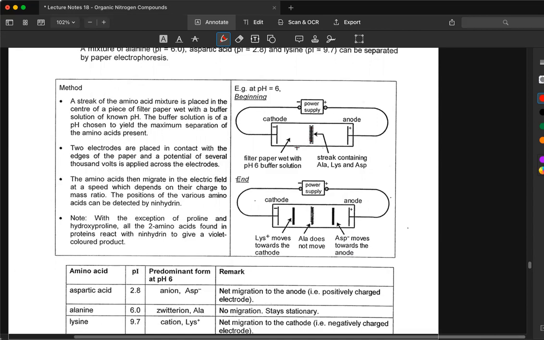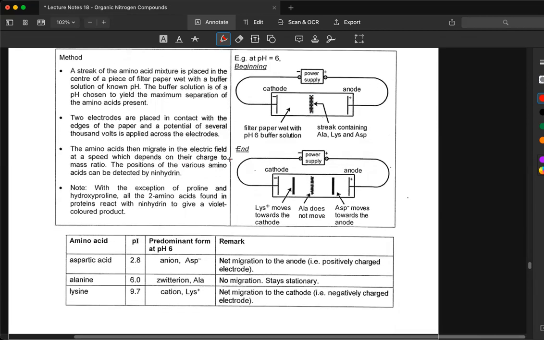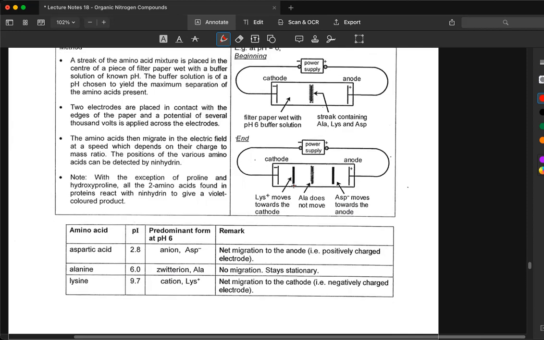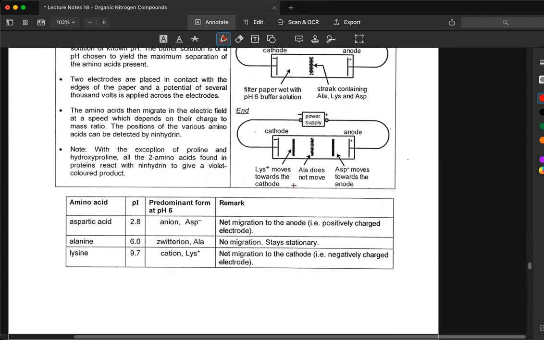The buffer solution is of a pH chosen to yield the maximum separation of the amino acids. So we have two electrodes placed in contact at the edges with a potential of several thousand volts. The amino acids then migrate in the electric field at a speed which depends on their charge to mass ratio, the position of the various amino acids detected by ninhydrin. With the exception of proline and hydroxyproline, all the amino acids react with ninhydrin to give a violet colored product.